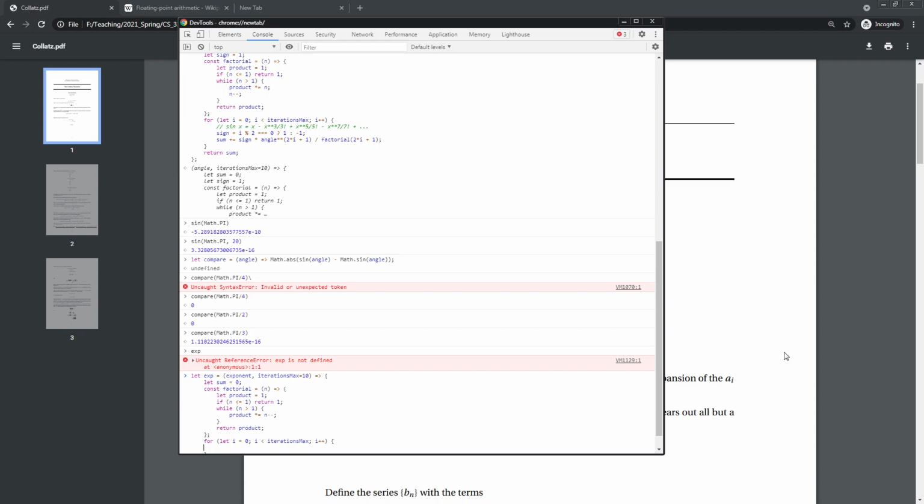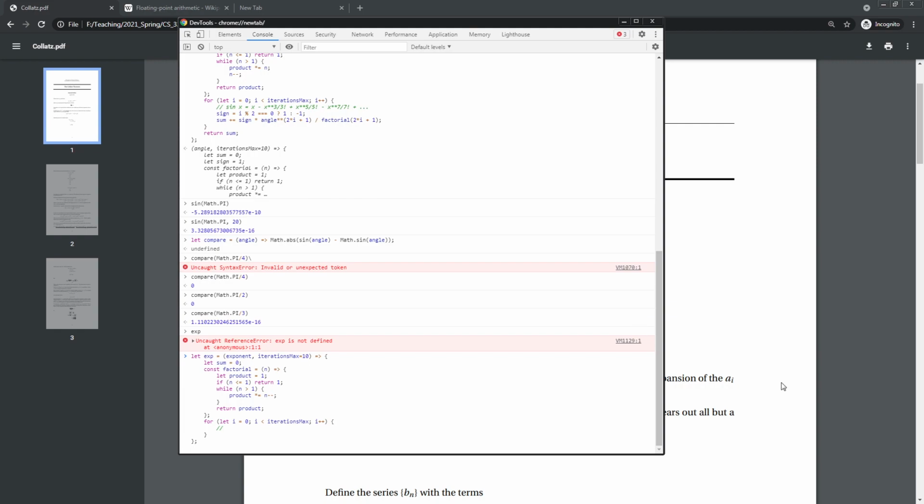Okay, so now we make note of what the series we're using is. So the exponent of x is equal to 1 plus x plus x squared over 2 factorial plus x cubed over 3 factorial plus x to the 4 over 4 factorial, x to the 5 over 5 factorial, and so forth, right? So the sign of every term is positive, and then we march on like this.